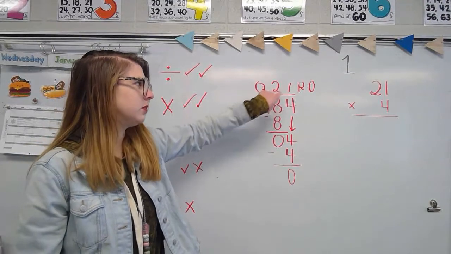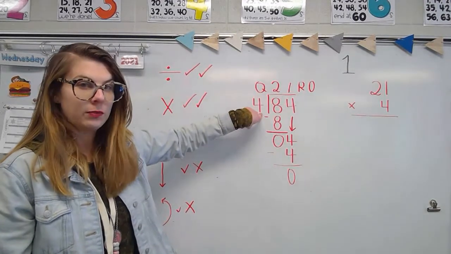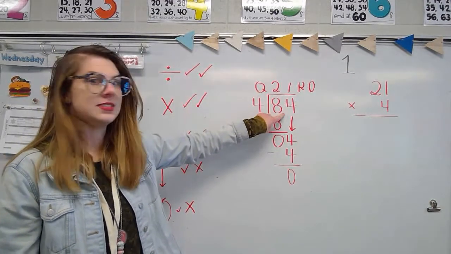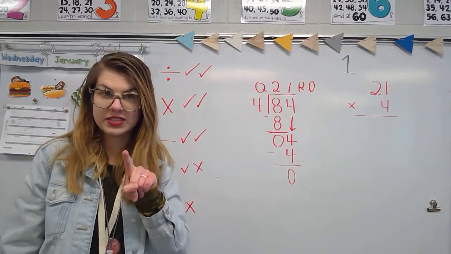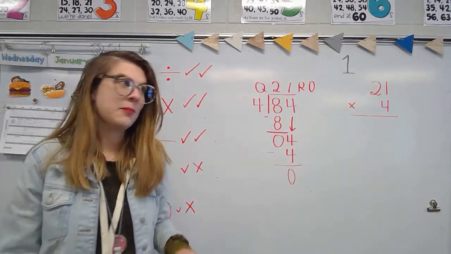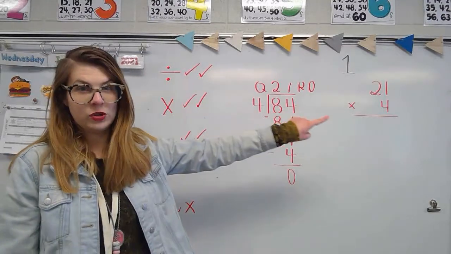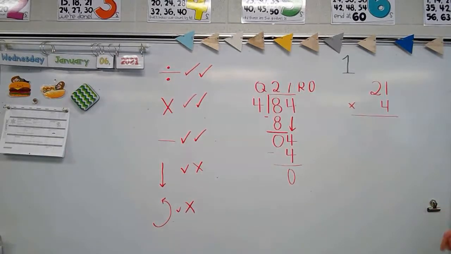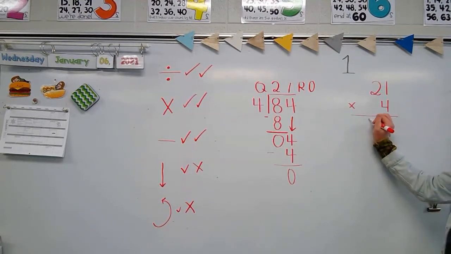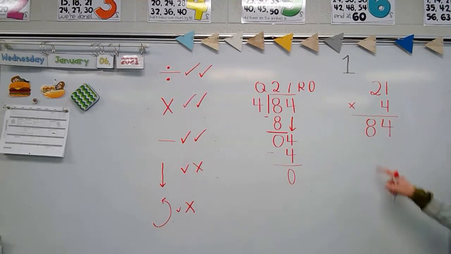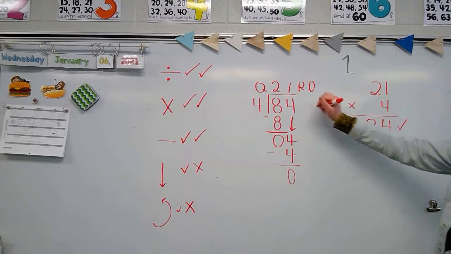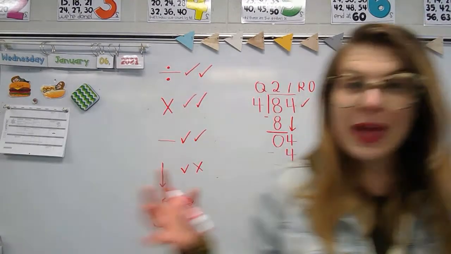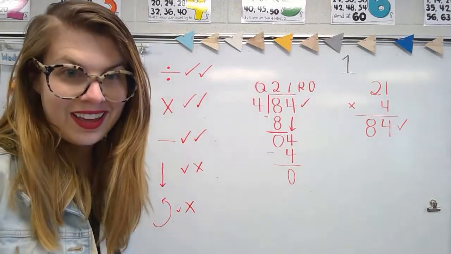So again, take the two numbers on the outside of the house and multiply them together to see if you can get the same number on the inside of the house. If you get the same number, that means that you are correct. But if this number does not match what you get in your multiplication, that means we made a mistake along the way. So let's check our work. 4 times 1 is 4. 4 times 2 is 8. 84 matches 84. So that means that we have the correct answer.